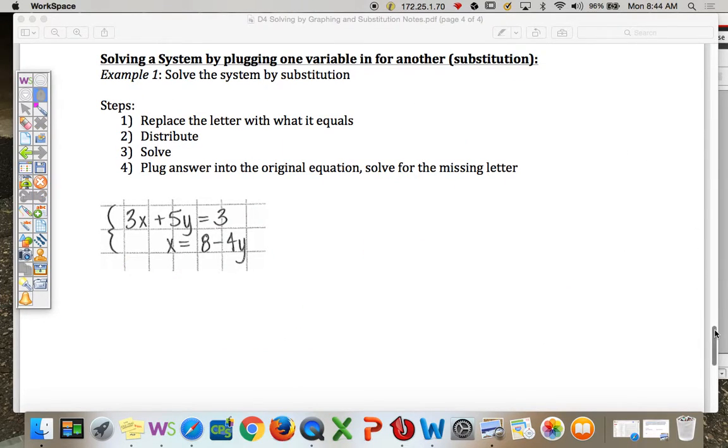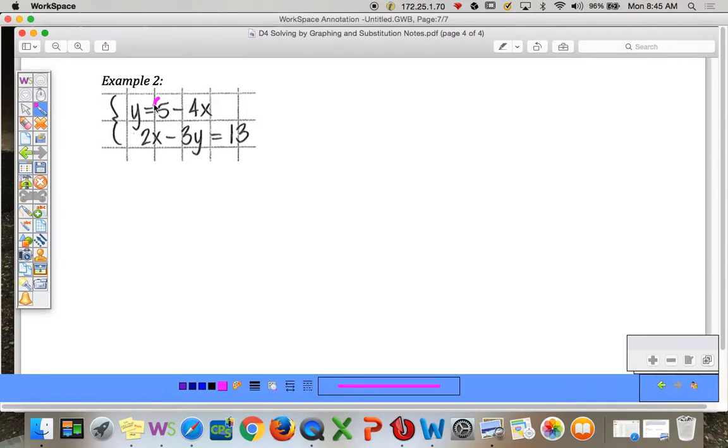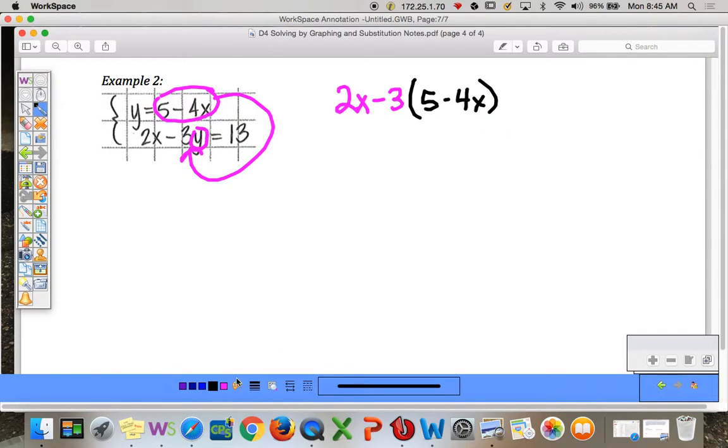Let's try another one where we have to plug one into the other. This time y is by itself. y equals 5 minus 4x. We're going to plug that in for this y right here. So we have 2x minus 3, and when you plug in, use parentheses, we're going to plug in the 5 minus 4x, and that's going to equal 13.